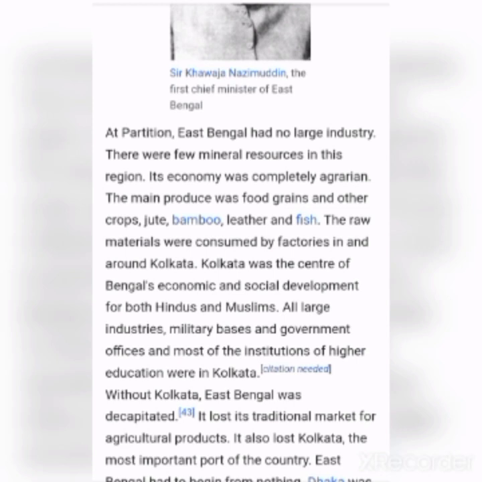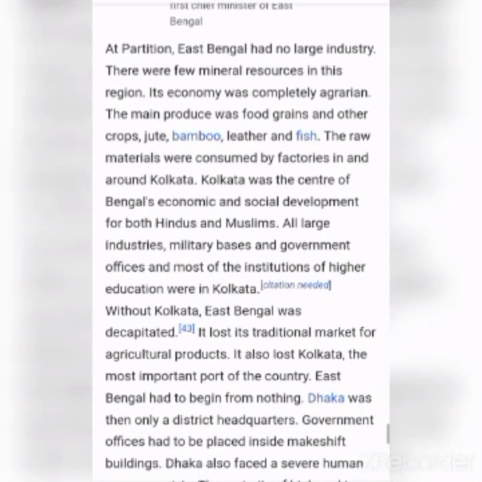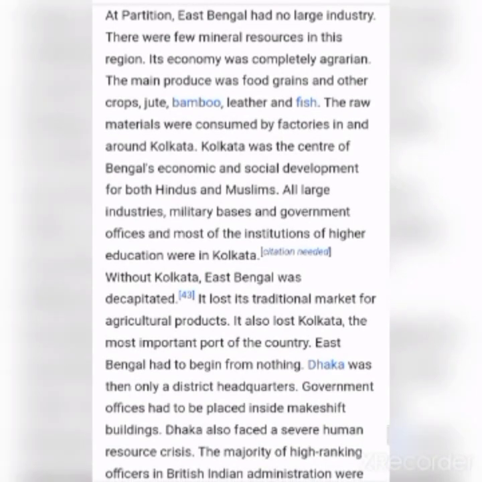Kolkata was the center of Bengal's economic and social development for both Hindus and Muslims. Large industries, military bases, government offices, and most of the institutions of higher education were in Kolkata.